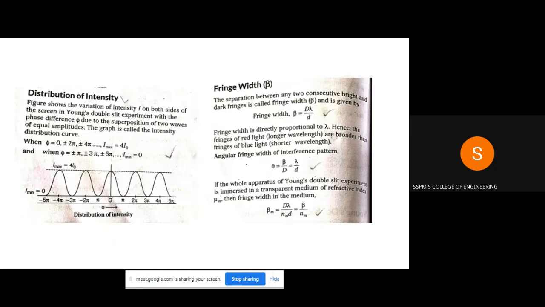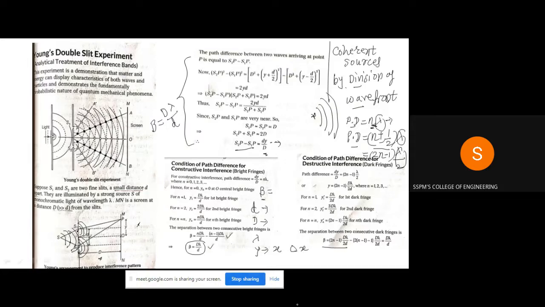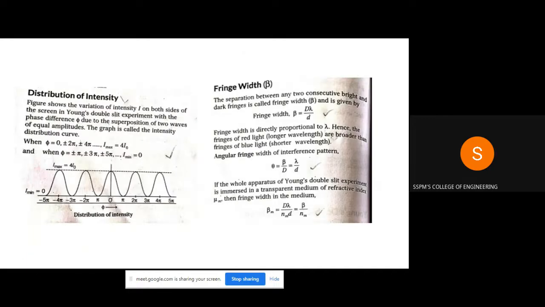So where does this come from? As per geometry, in Young's double slit experiment, this is D and this is the separation between the two slits. So what is theta? If theta is very small, sin theta can be taken as equal to tan theta. So as per the geometry, tan theta is equal to y upon D. So we get theta equals beta upon D. What is beta? Beta is the separation between two fringes.